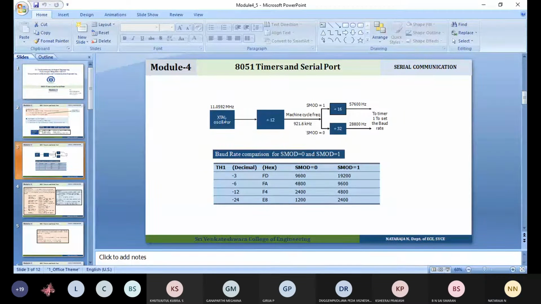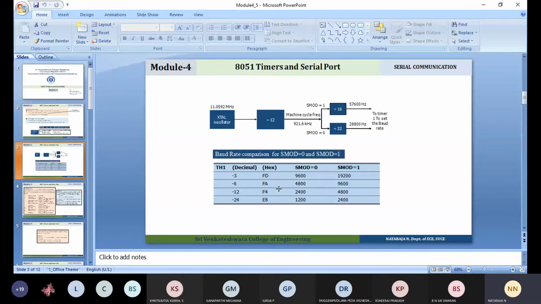See here. Usually the same procedure: we are going to use the external crystal frequency, 11.0592 megahertz, and divide it by 12. Why? Because we have 12 cycles. Based on that, we are going to get a frequency of 921.6 kilohertz.